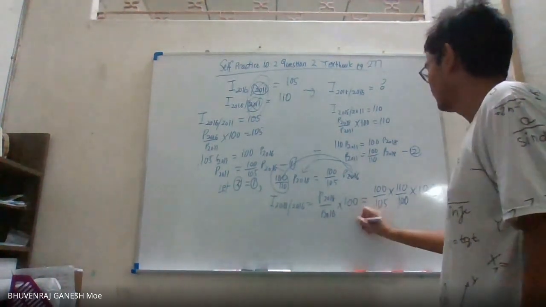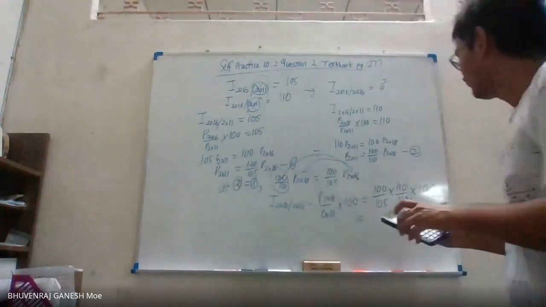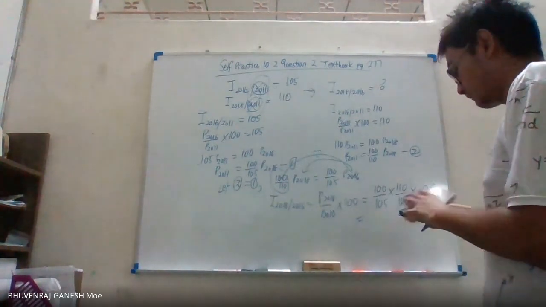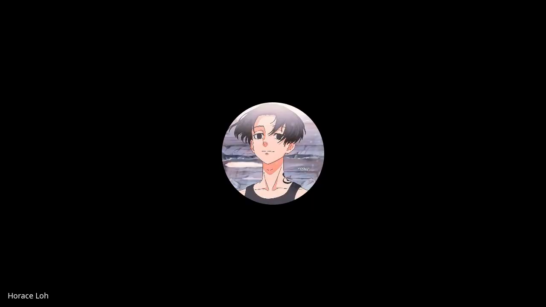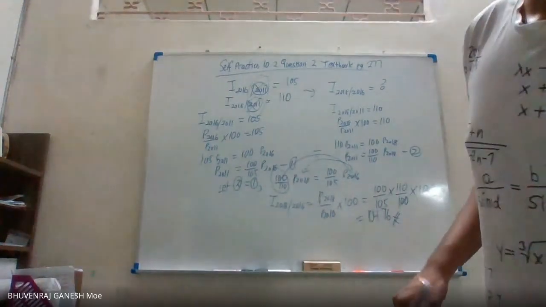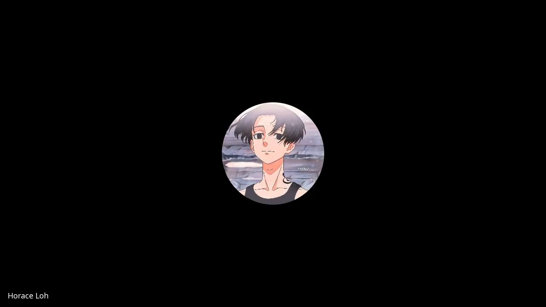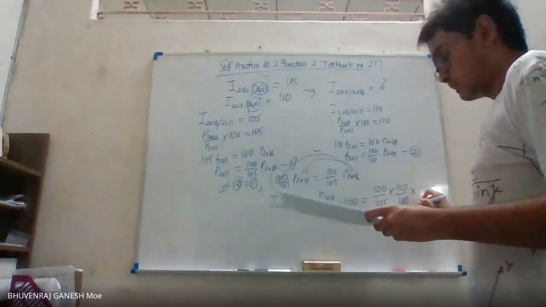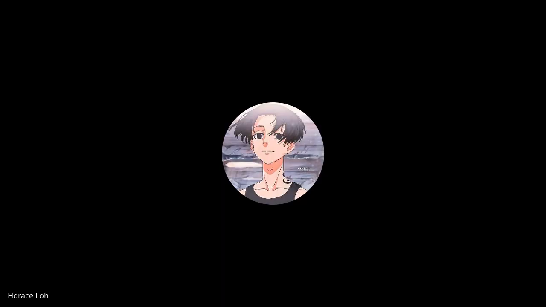Cancel, cancel. And then, wait. 100 times 110 over 105. So you should get 104.76. So this is the answer. Usually the same thing, where the marks are located, it should be this part. Here. So it's 2 marks.